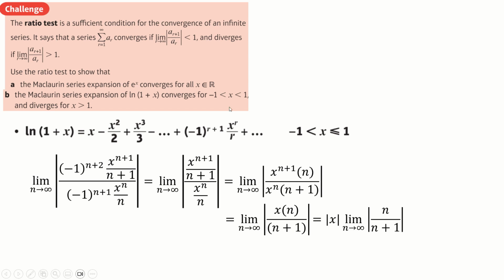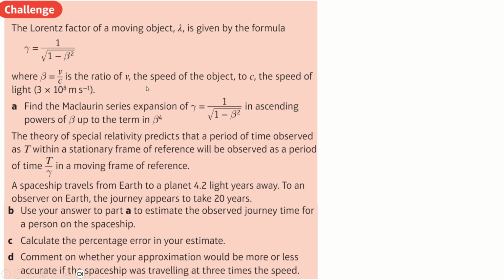So therefore, if x is between minus 1 and 1, it converges based on the ratio test. And if x is bigger than 1, it's going to diverge based on the ratio test. And that's all of that done. Really interesting question. Again, feel free to learn about the ratio test in your own time.